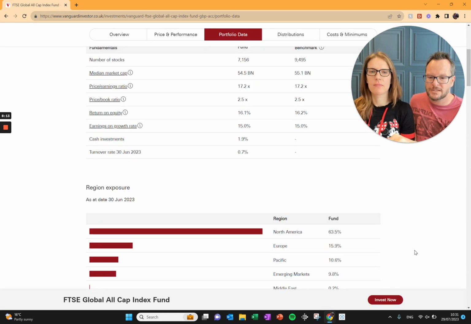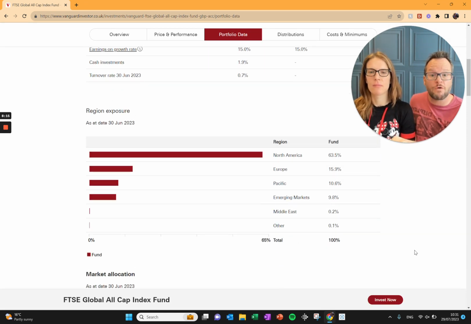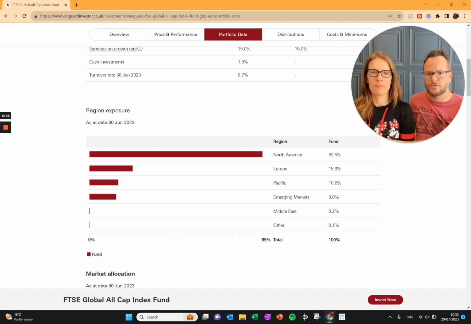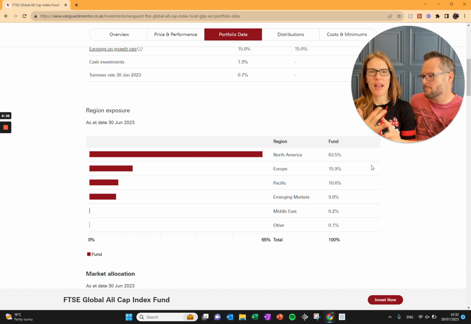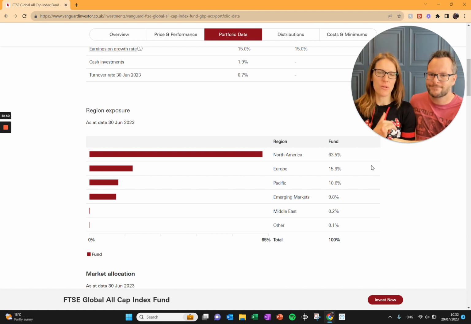The region exposure is quite interesting. That means what regions are we invested in? And you'll notice North America being the biggest, which makes up 63% of the fund. That is because North America makes up most of the global economy. So there you go. They've got the biggest companies. Most of that will be the States. They'll also have a bit of Canada and Mexico in there. The States has massive companies, if you're thinking of like Apple and Tesla and Microsoft, Amazon, Facebook, which is called Meta now.